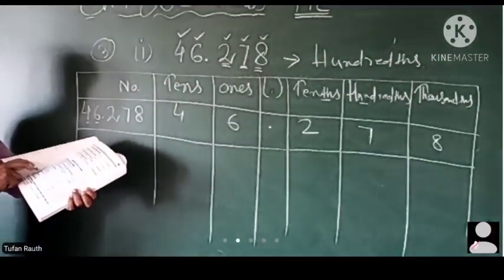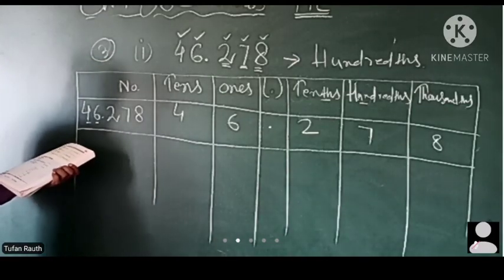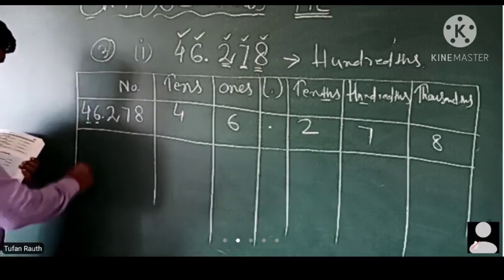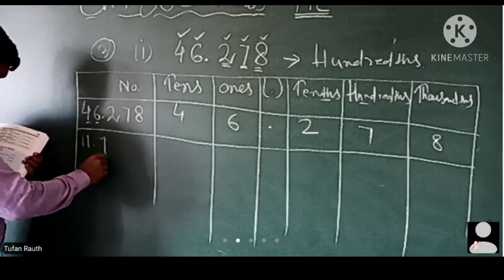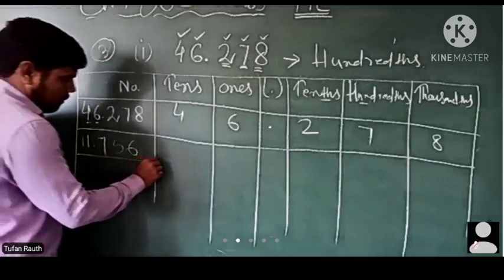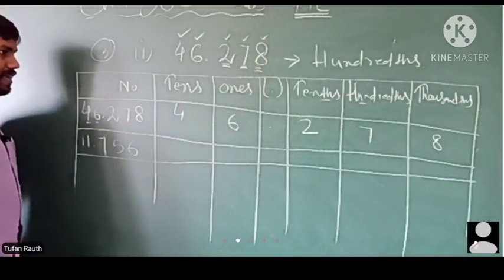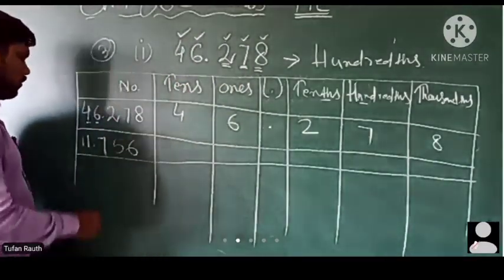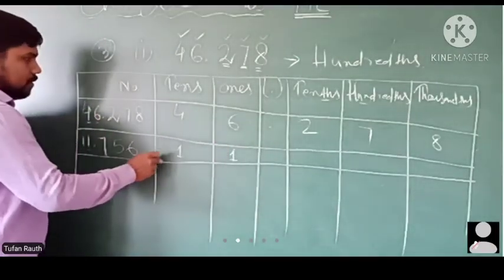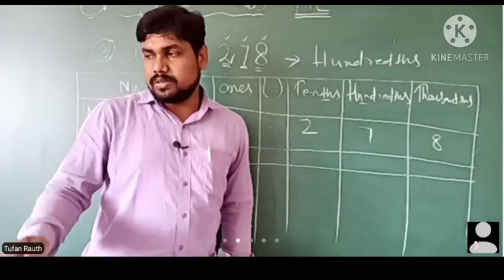For example, let's take one more example, the second number which is given to us, 11.756. So what will be in the ones place, what will be in the tens place, what will be in the decimal place, what will be in the tenths, hundredths, and thousandths place, that we will see. So in the ones place we have 1, and then in the tens place also we have 1. So in 11, the ones place has 1, and the tens place also has 1, right?